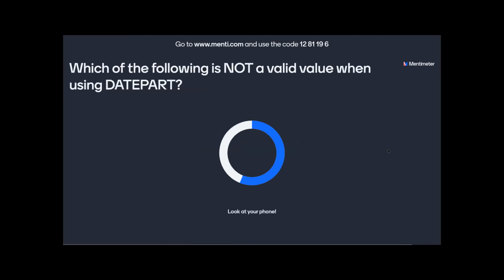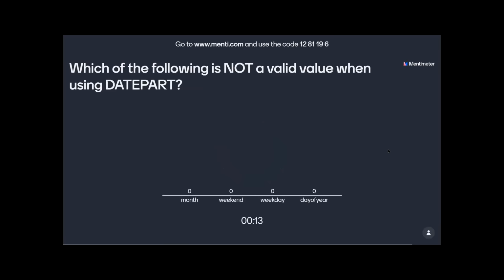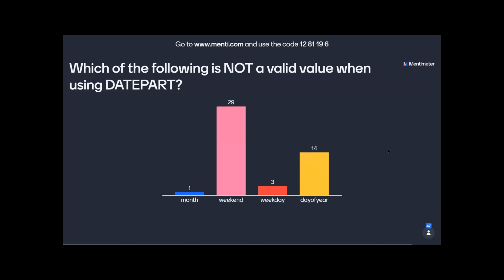All right, and which of the following is not a valid value when using the date part? Do you know your calculations? Which is not a valid value? Definitely. Weekend, not a valid value.